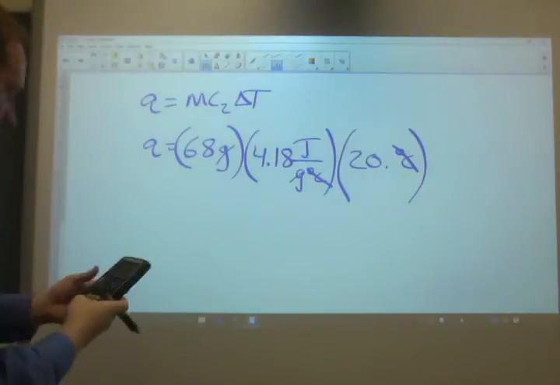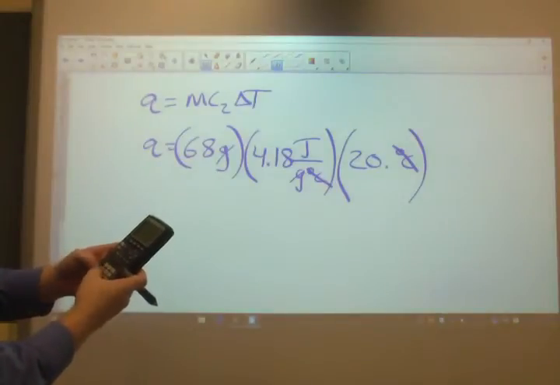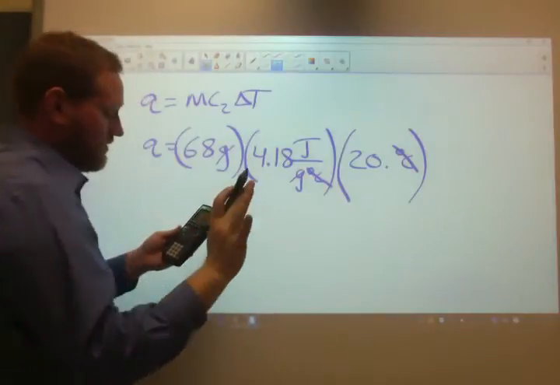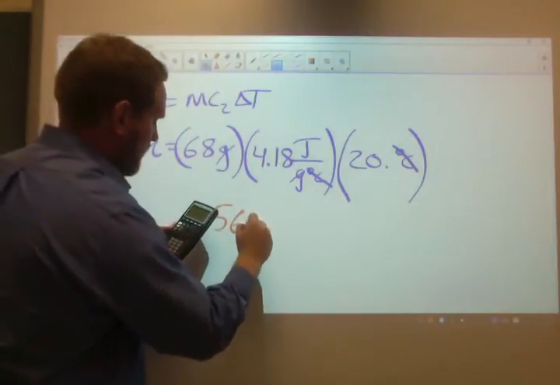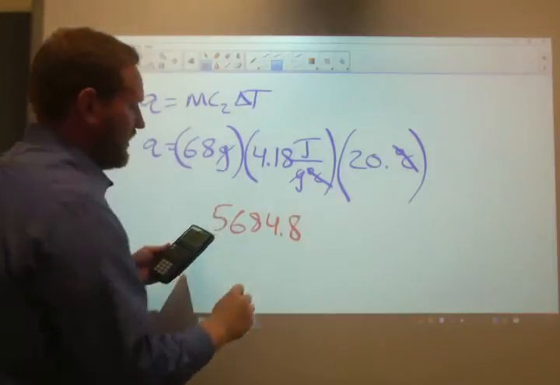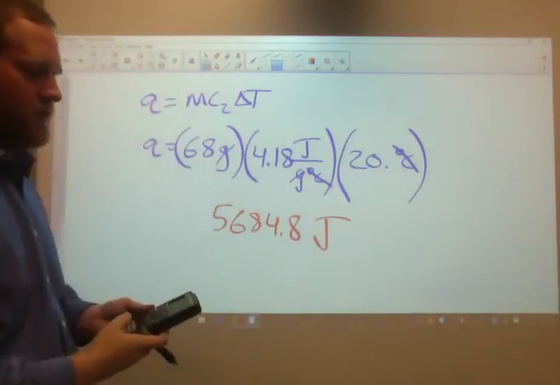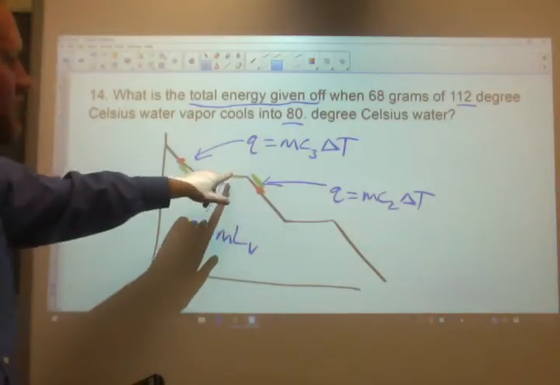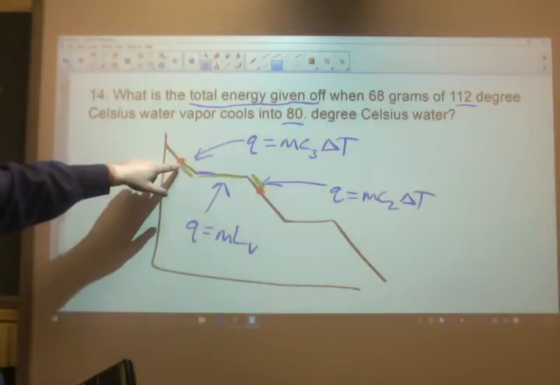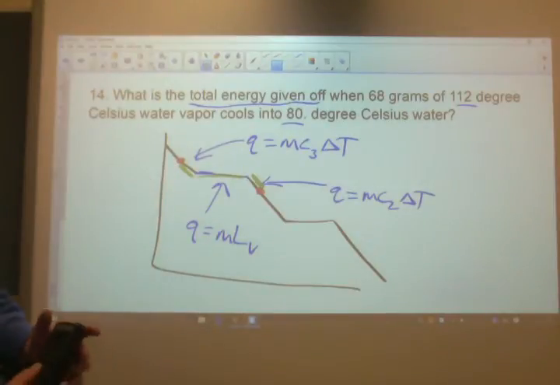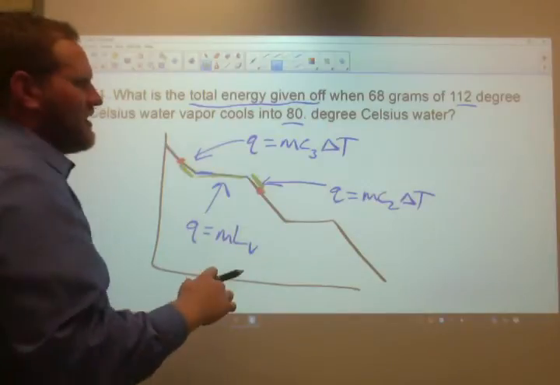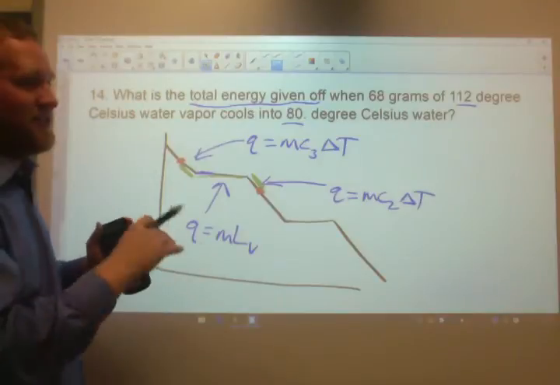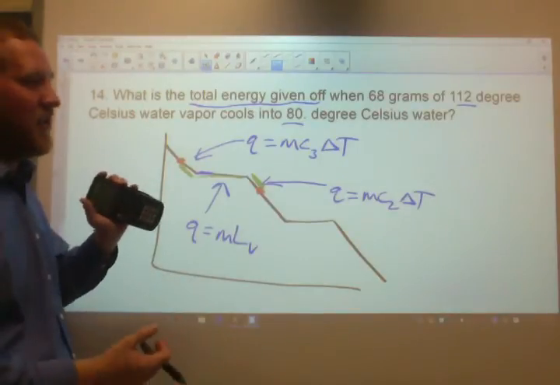Let's get our final answer. 68 times 4.18 times 20. Again, not going to round off sig figs yet. 5684.8, and that is joules. So I figured out how much energy is given off in step 3, how much energy is given off in step 2, how much energy is given off in step 1. I'm going to add all 3 of those up, and then I'm going to finally limit my sig figs. Now, I know you might be saying, wait, didn't you say when you add things you don't look at sig figs? Yes, but in this case, the numbers I'm adding are technically not rounded off to sig figs yet.